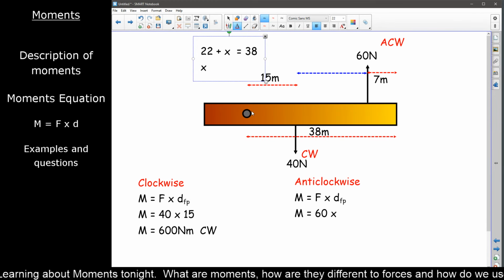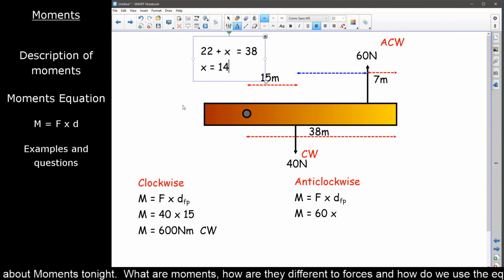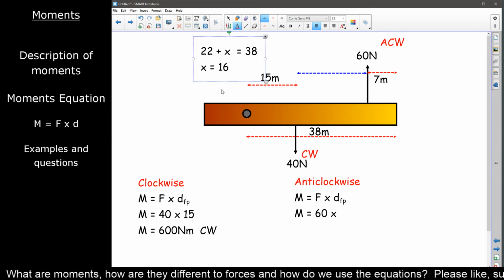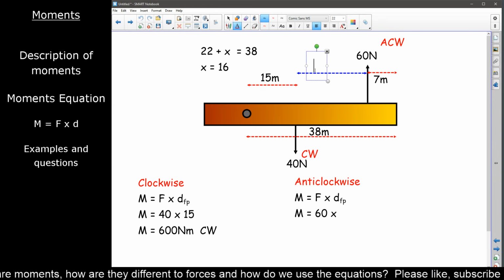Okay, so take 22 away from both sides. That gives me that x is 14 meters. Try again. Take away 22 from both sides. That gives me that x is 16 meters. I knew that I'd scaled this better. Okay, so 16 meters goes in here.